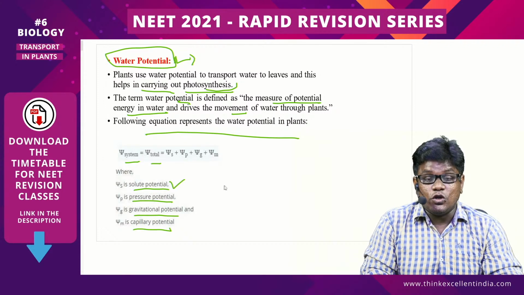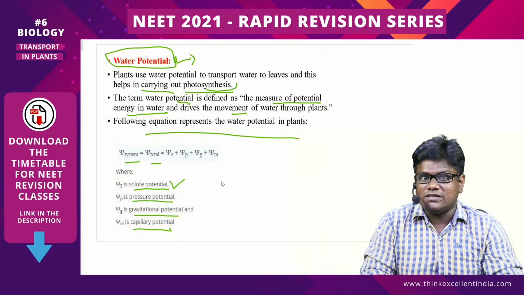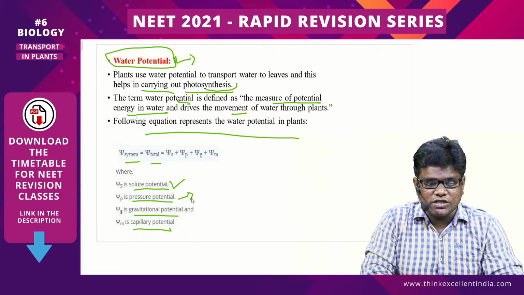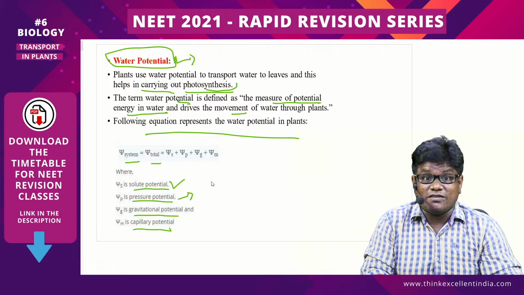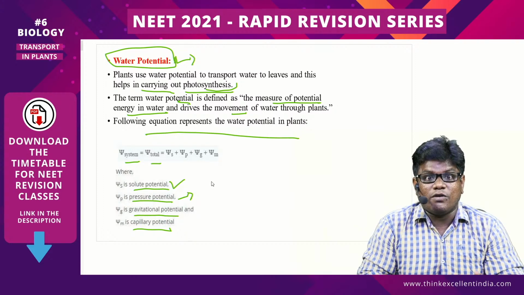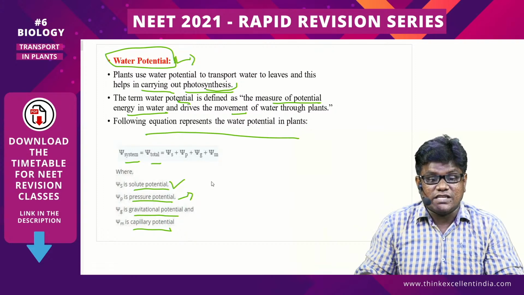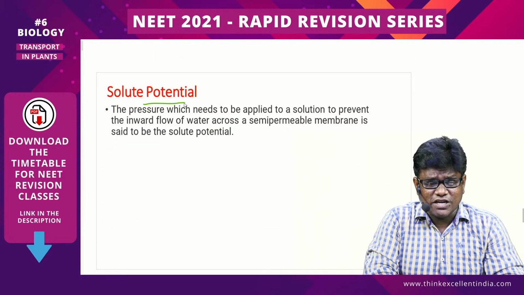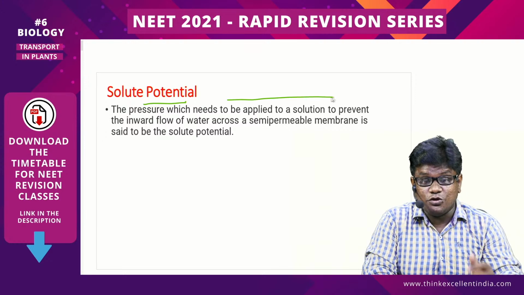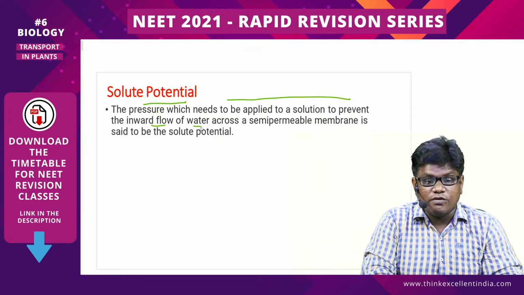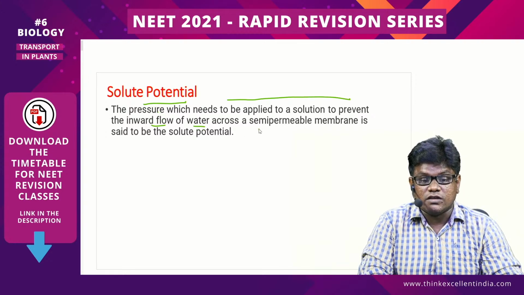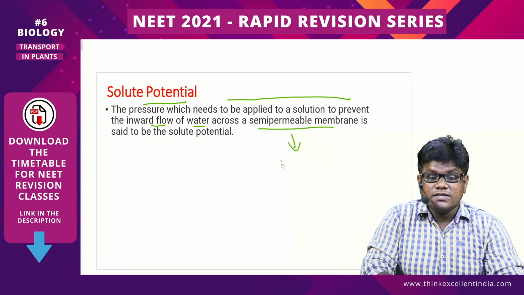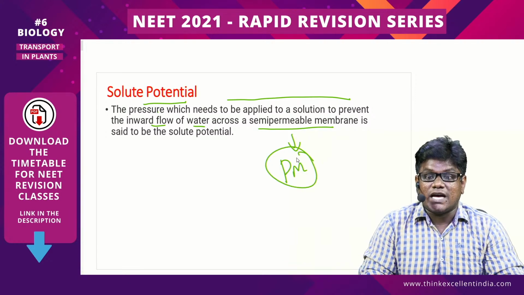Solute potential: the solutes present inside that particular water contribute to solute potential. And pressure, how exactly the pressure has been created in the movement from one region to another region, that also plays an important role. And here the solute potential is what needs to be applied to a solution to prevent the inward flow of water, I mean the flow of water across the semi-permeable membrane. A semi-permeable membrane is nothing but a plasma membrane.